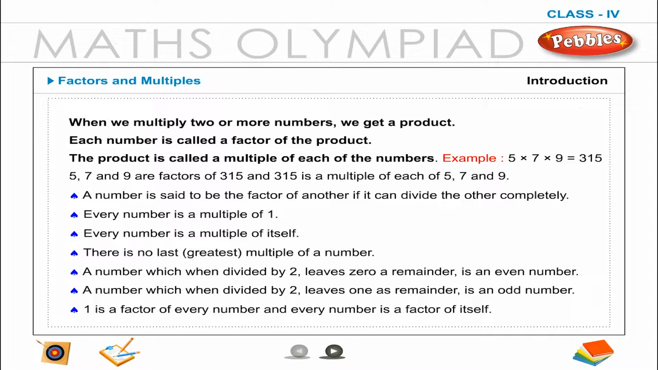A number which when divided by 2 leaves 0 as remainder is an even number. A number which when divided by 2 leaves 1 as remainder is an odd number. 1 is a factor of every number and every number is a factor of itself.